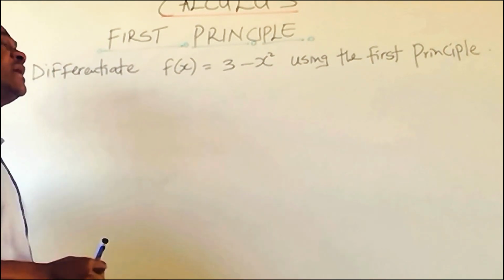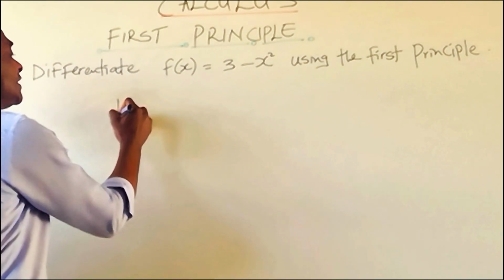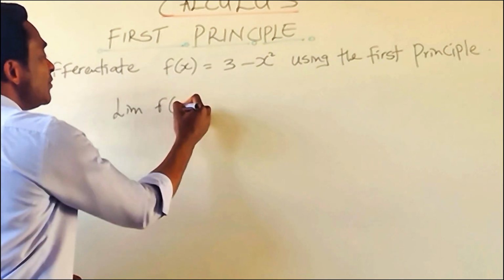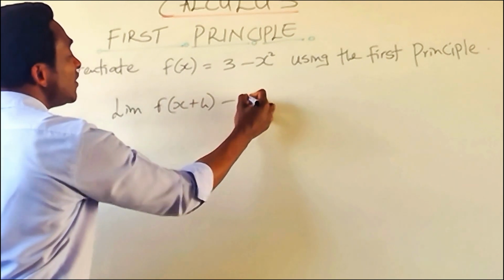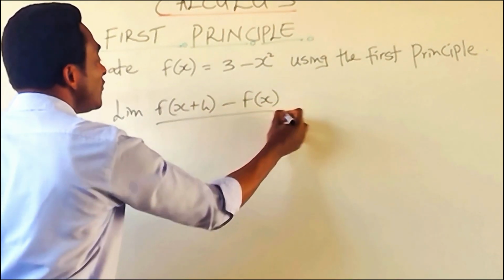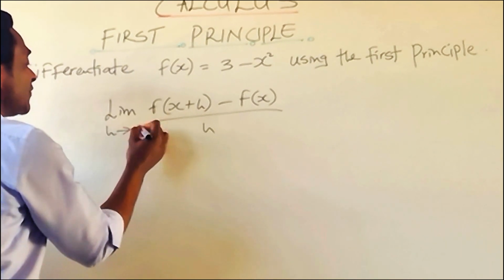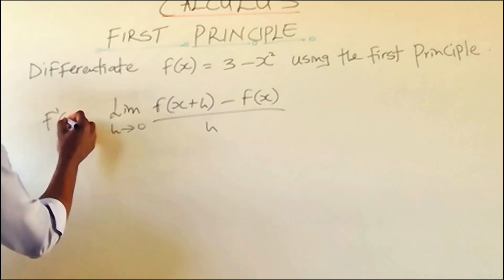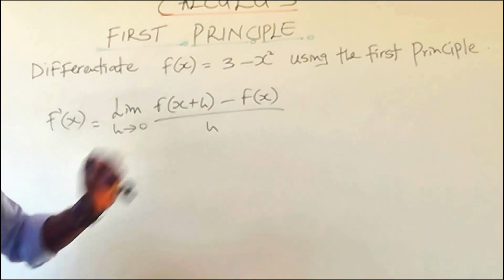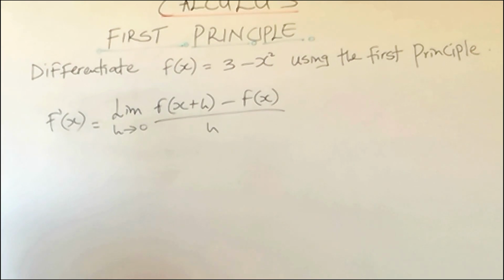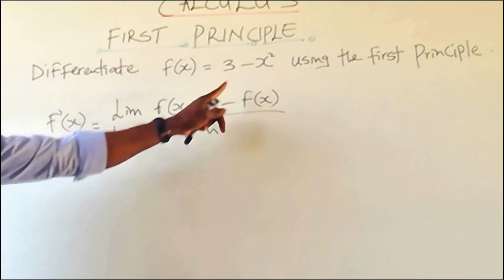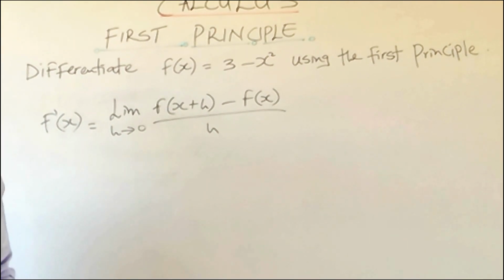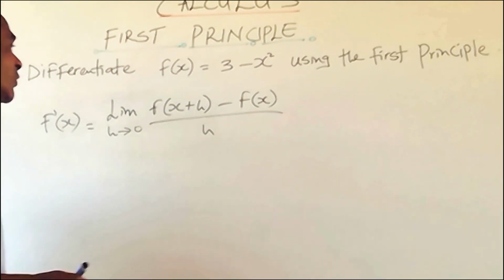Now, using the first principle, it says that the derivative will be the limit of f of x plus h minus f of x over h as h tends to 0. That is what will give us the first derivative of a function using the first principle. So what do we need to do? We have our f of x. So we need to go and get our f of x plus h.